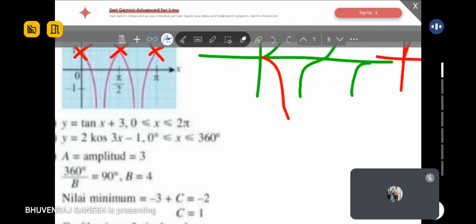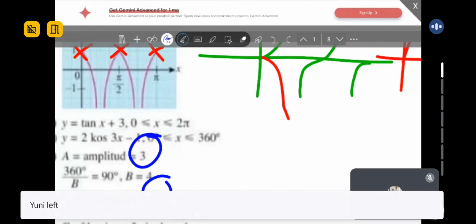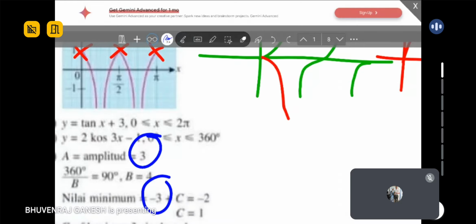Guys, do you understand? Because -3 is the minimum, then plus C means how many units you move above. Berapa unit kamu gerak atas. So that will equal your minimum value, nilai minimum. -3 actually comes from the amplitude. Because your amplitude is 3, so on the negative region, kat kawasan negatif, it will be -3. So that's why they put -3 plus C. C is how many units you move upward or downward.